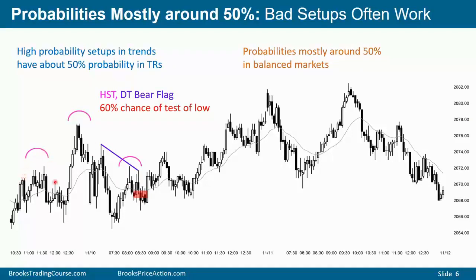Head and shoulders top, left shoulder, head, and then right shoulder. And there's also a double top bear flag. You would think 60% chance we would test the low, the neckline of the head and shoulders top. But because so much of the trading is sideways, trading range, the probabilities are rarely ever 60%. So it's closer to 50-50.